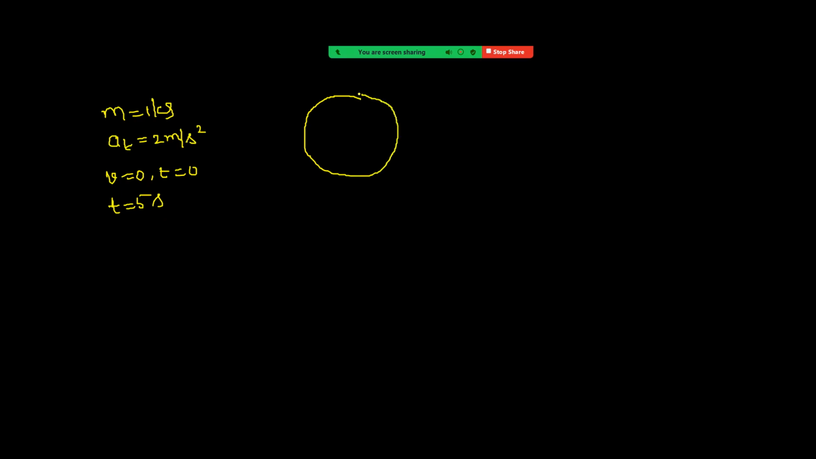First, write down the given data. Mass given 1 kg. Tangential acceleration is 2 meter per second square. Velocity is 0 at t equal to 0. Right? Velocity is 0 when t equal to 0. Next, he's asking when t equal to 5 seconds, right? Power delivered by tangential force, centripetal force, and net force. So following a circular path, that is now the center.